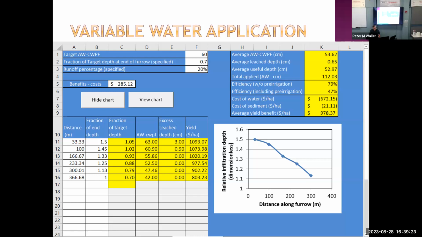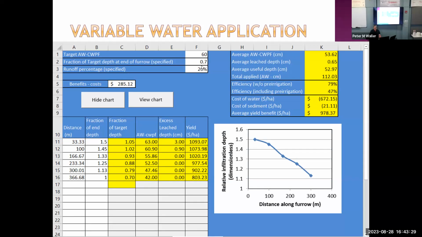Okay, so what I'd like you to do is get that spreadsheet out and find the optimal fraction of the target depth at the end of the furrow so that you increase your benefits minus costs. So how much are you going to under irrigate the end of the furrow? Your goal is to have your maximum benefits minus costs. So go ahead and work on that for a few minutes.